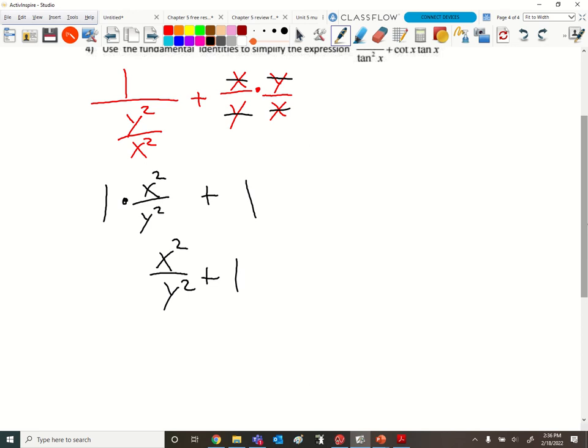Let's translate that back to trig. Turn that back into trig. What is that going to be? X squared over y squared is? Okay, so it's cotangent squared plus 1. Now, each one of these questions is worth 5 points. Each one of these 4 questions is worth 5 points. If you stop right there, that will give you only 4 points.